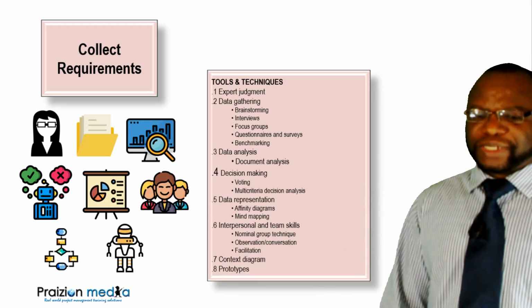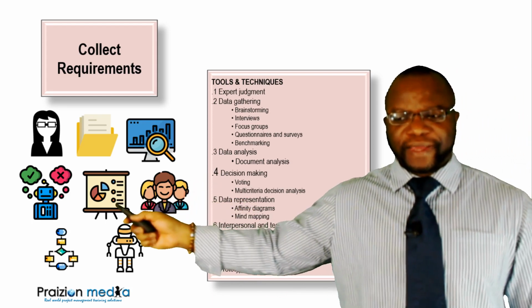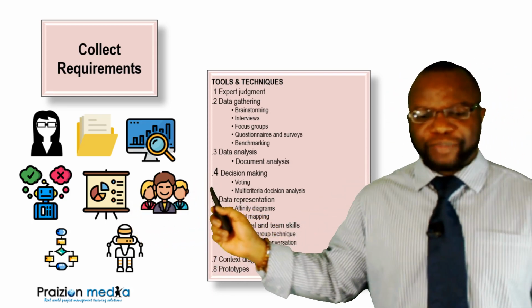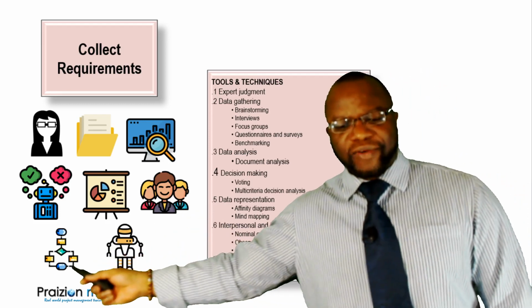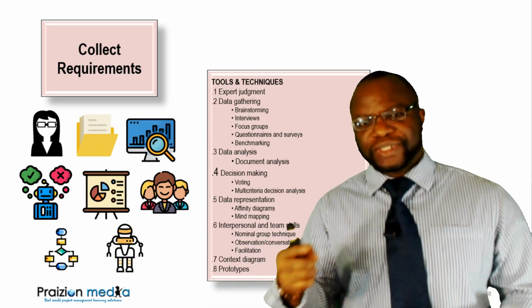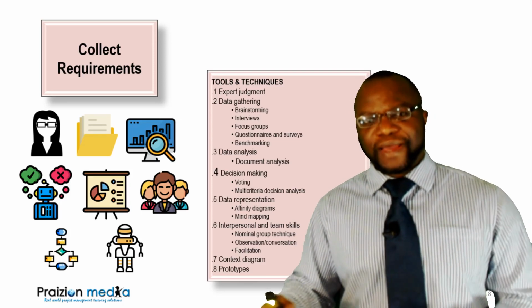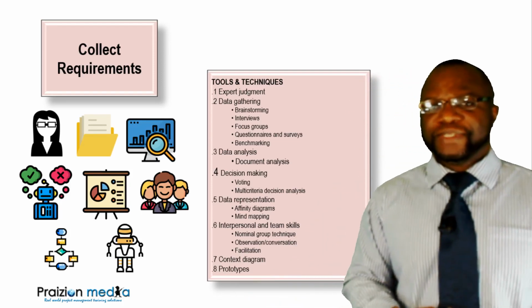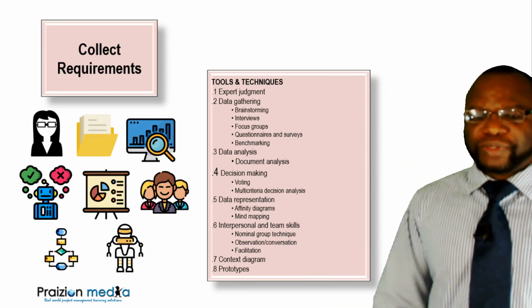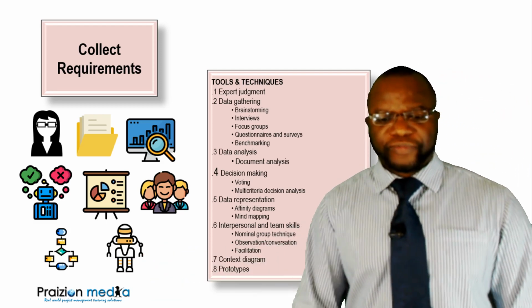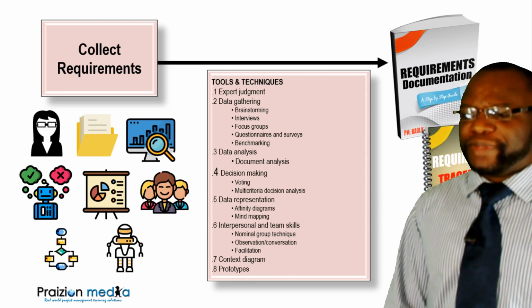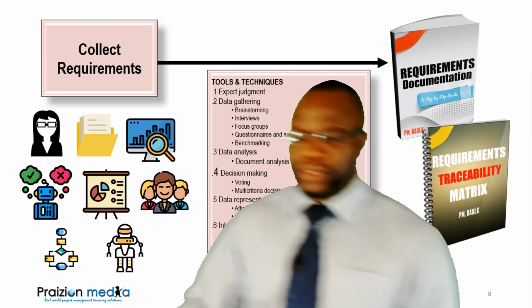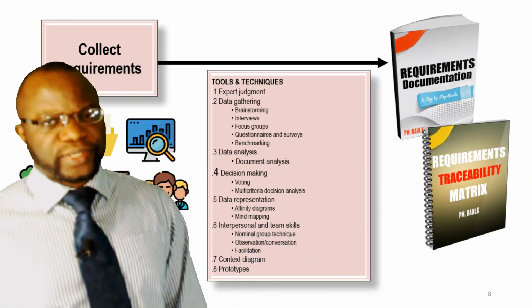We've got data representation in this chart here. These folks look happy, interpersonal and team skills. And then we've got the context diagram, which shows you how data goes in and out of a system. And we've got prototypes, early feedback, a robot, prototypes. And the outputs of the process, requirements documentation, and requirements traceability matrix.